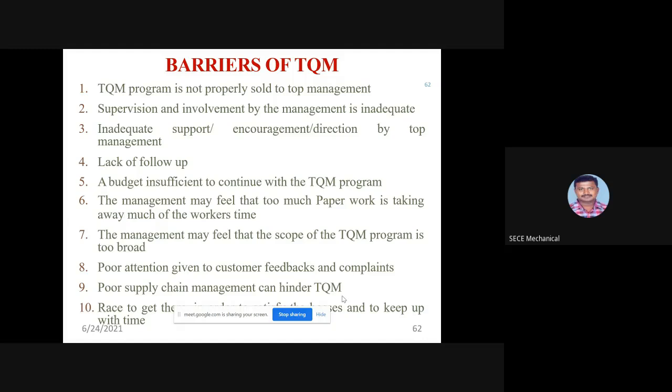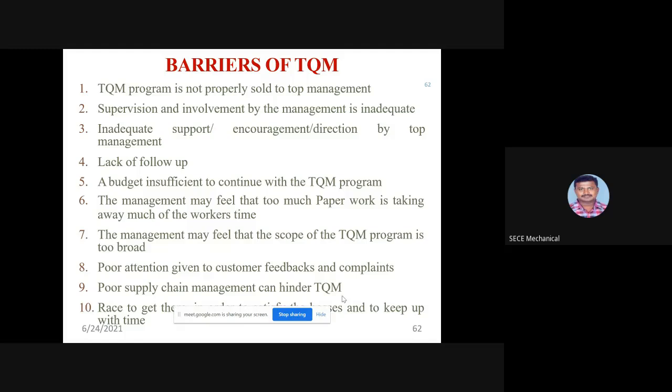And next is inadequate support, encouragement, and direction by top management. Many of the persons may be working very well, and the leadership and teamwork may be very good in the industry, but they ask for something to be implemented, or they have some queries to solve, or some problems, and they approach the management. Definitely management should consider their queries and problems and try to solve them immediately, so that they can achieve their zero defects as well as their goals and improve the quality also.